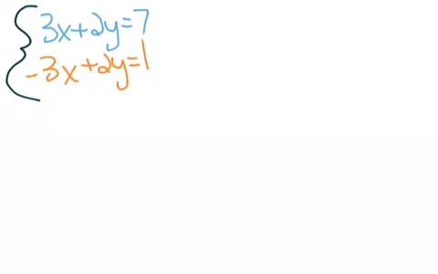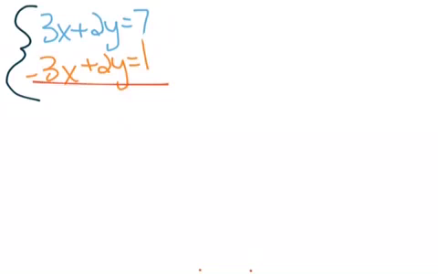So let's do this right here. We have 3x plus 2y equals 7, and then negative 3x plus 2y equals 1. I'm sure some of you are asking, when do I know if I add or subtract these equations? You just simply look at them. We have 3x and a negative 3x, 2y and a positive 2y, and then a 7 and a 1.